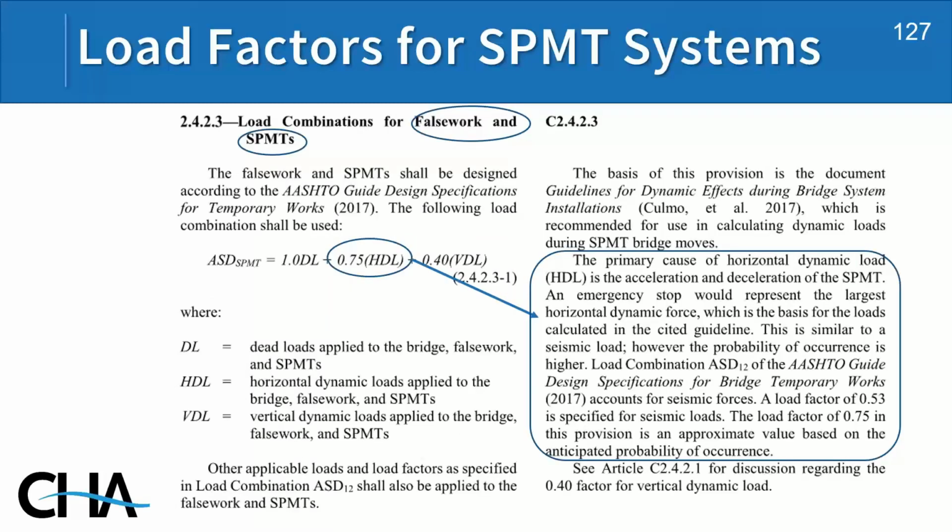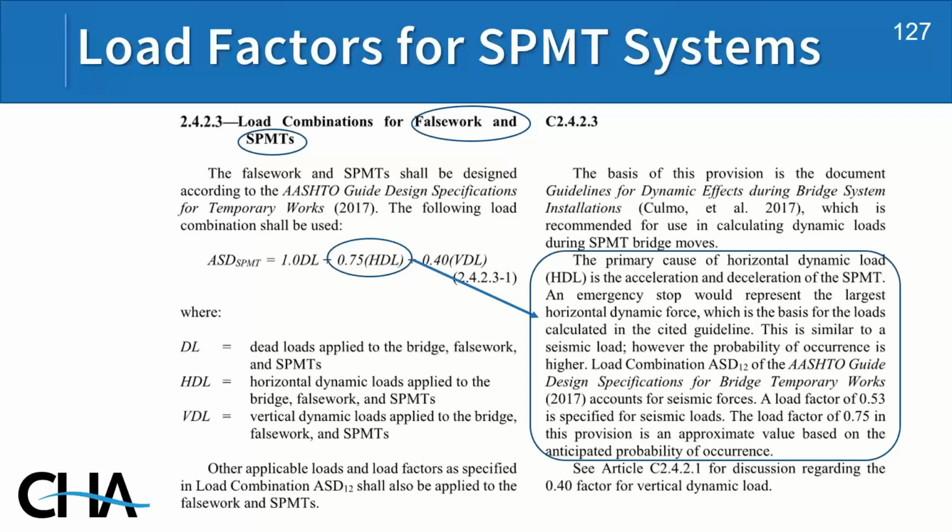For designing the falsework and the SPMTs, we took into account the fact that most contractors still work in the world of allowable stress design. The AASHTO Guide Design Specifications for temporary works includes load combinations for ASD design. So we came up with a load combination for ASD for SPMTs. Use 1.0 times dead load. Again, the 0.4 times the vertical dynamic load we mentioned before.